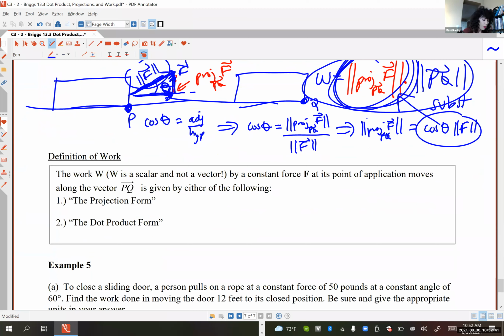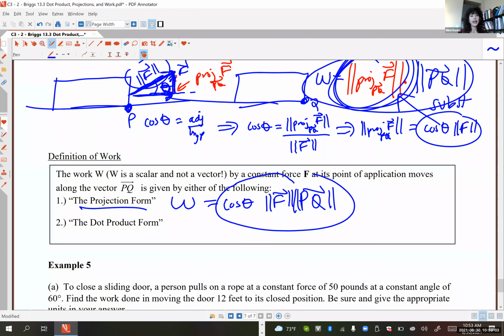So one of the formulas I'll be totally okay with you using for work would be W, work, is cosine theta times magnitude of F times magnitude of PQ. So that represents the distance the object moved. And there is a dot product form. What? There's another format? Yes.